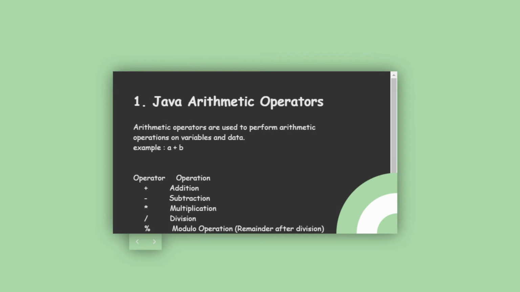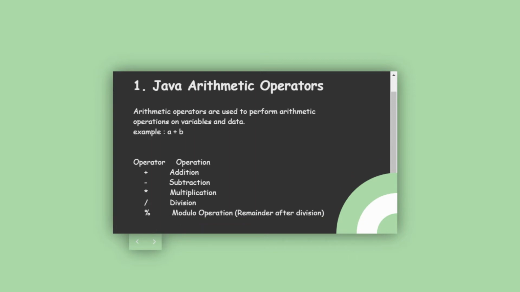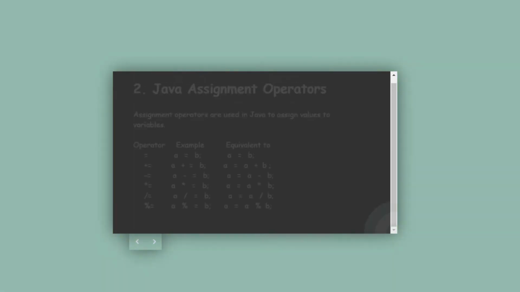The arithmetic operators are used to perform arithmetic operations on variables and data. Let's take an example. We have to add two variables a and b. For that we have to use the plus sign and that plus sign is called an operator. Similarly, there are various other arithmetic operators in Java like addition, subtraction and so on, as you can see on the screen. Now the next operators are Java assignment operators.